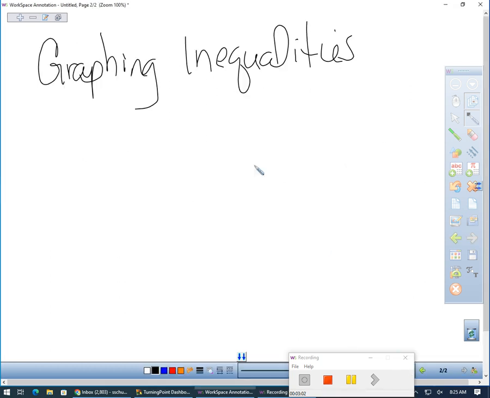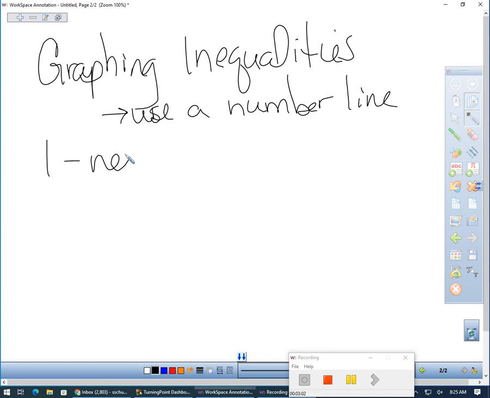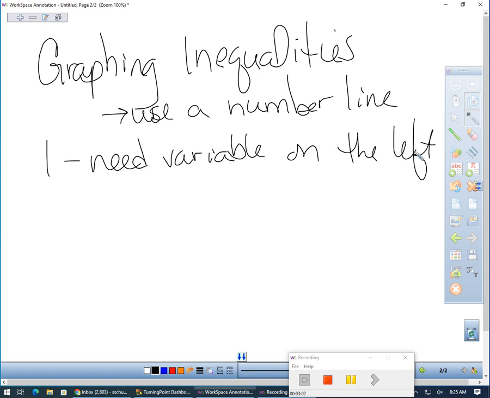All right, when we talk about graphing inequalities, we use a number line. First step is you need to have your variable on the left. I'm always going to have you write your variable on the left-hand side.